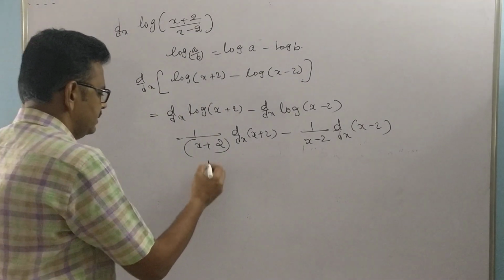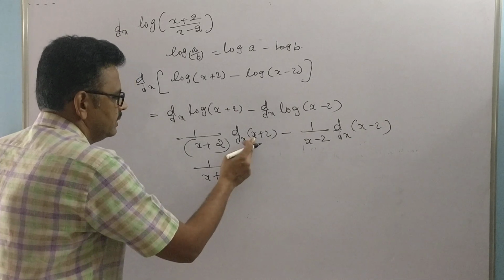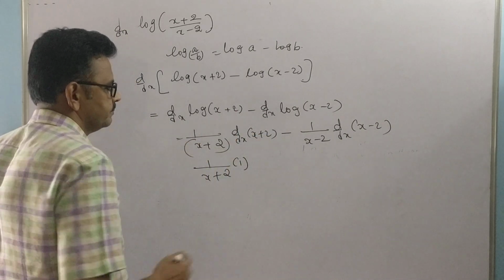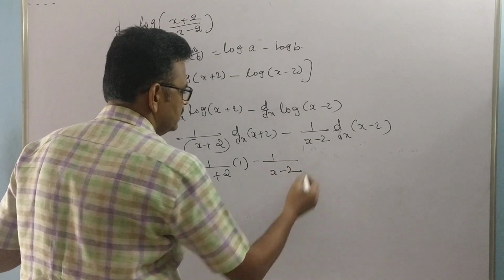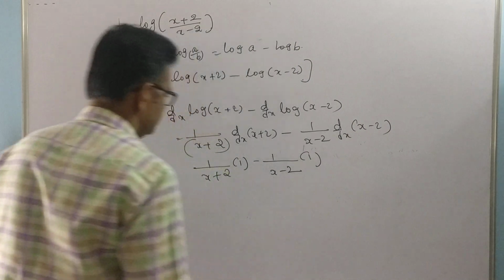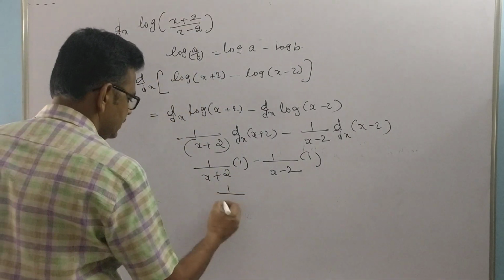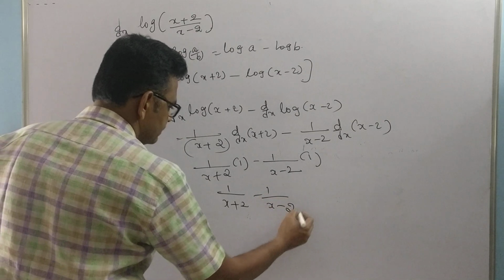So this is 1 by x plus 2. Derivative of x is 1, derivative of constant is 0. Minus 1 by x minus 2. Derivative of x is 1. Derivative of 2 is 0. So this is 1 by x plus 2 minus 1 by x minus 2.